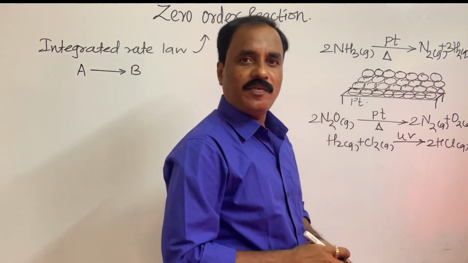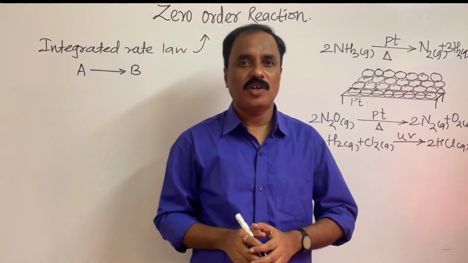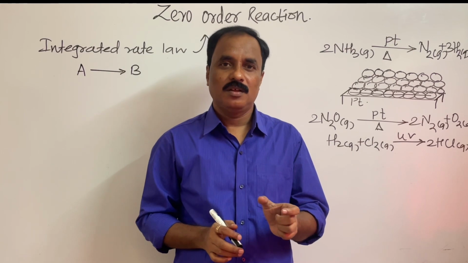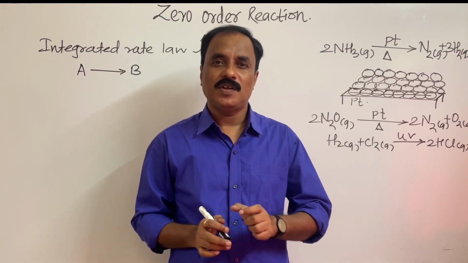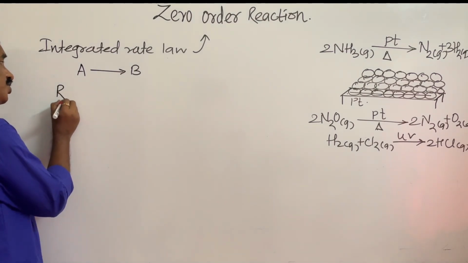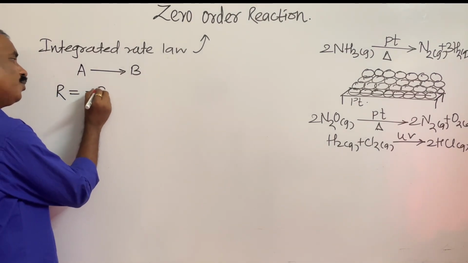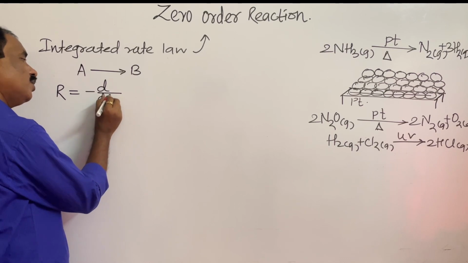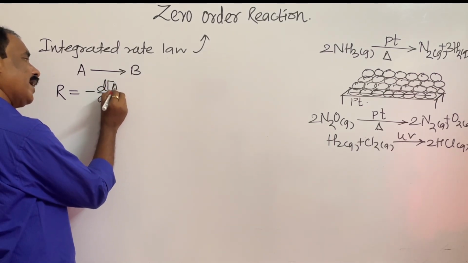We know what is the rate of reaction: decrease in concentration of reactant per unit time. Rate of reaction is also known as the velocity of reaction. So what is the rate of reaction? R is equal to negative, that is minus d by dt of the concentration of A.